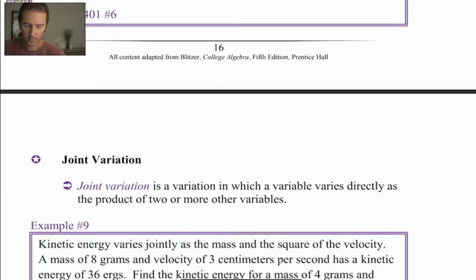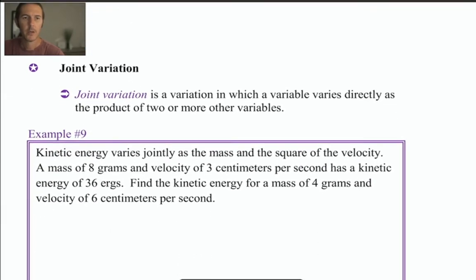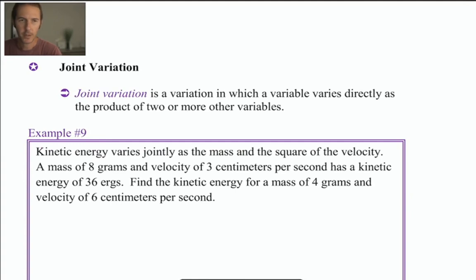So that's why I went through those motions. Here it is. This should be our last type of variation called joint variation. It's a variation in which a variable varies directly as the product of two or more other variables. So this is going to be a equals k times something, and then times something again. Let's see how it shapes up.